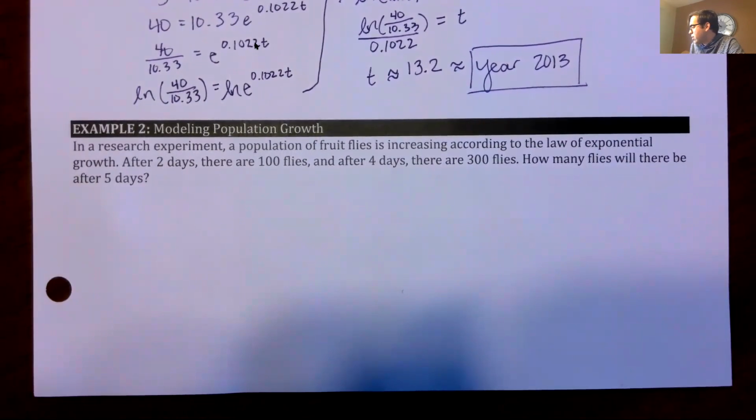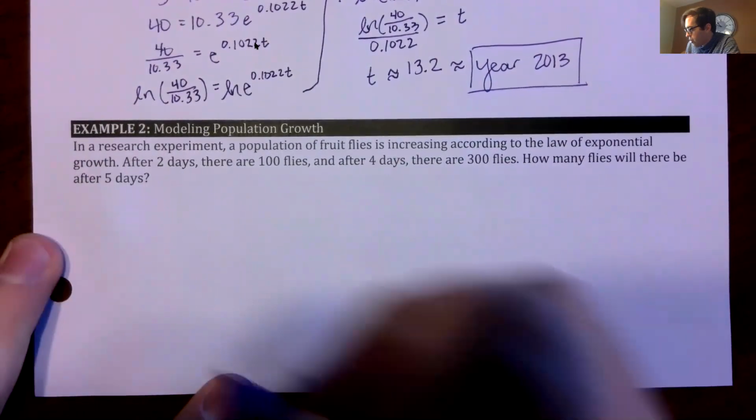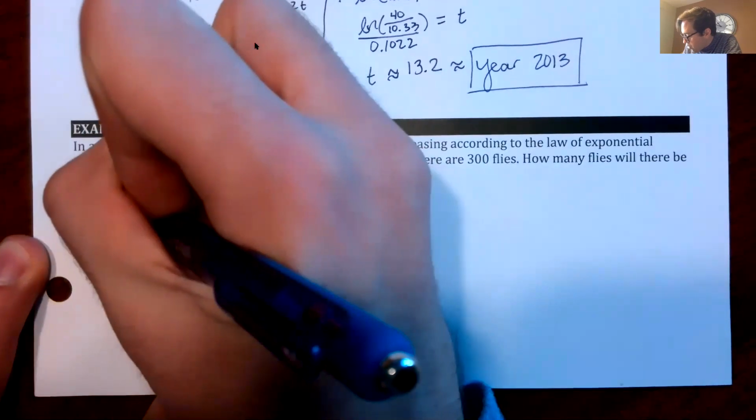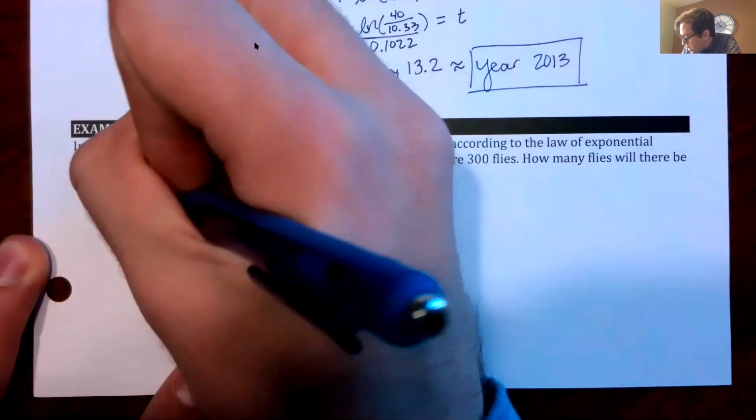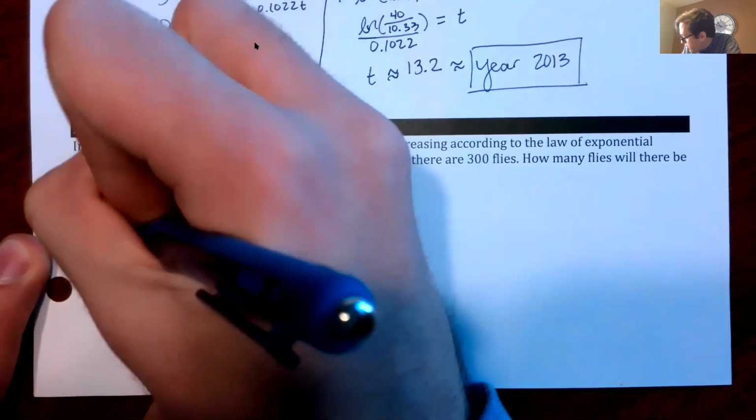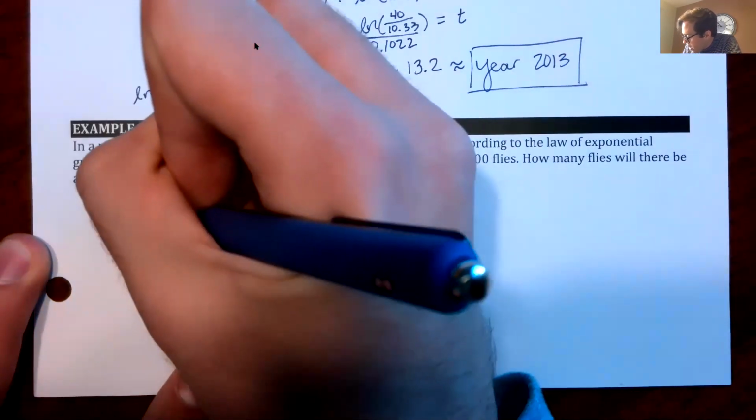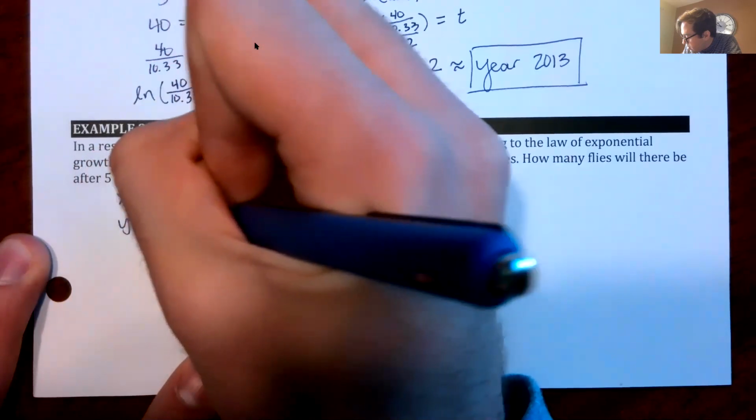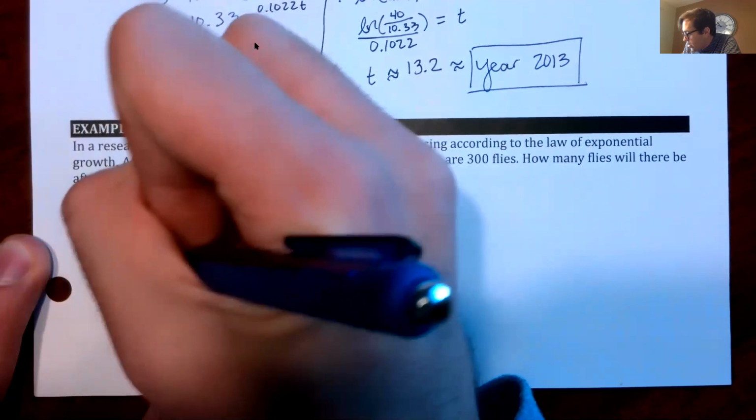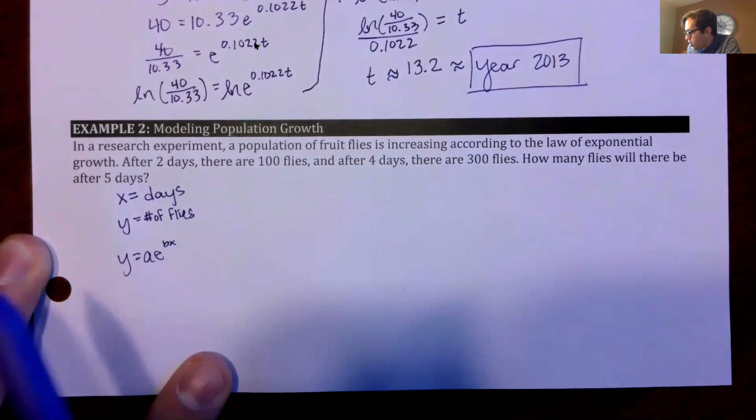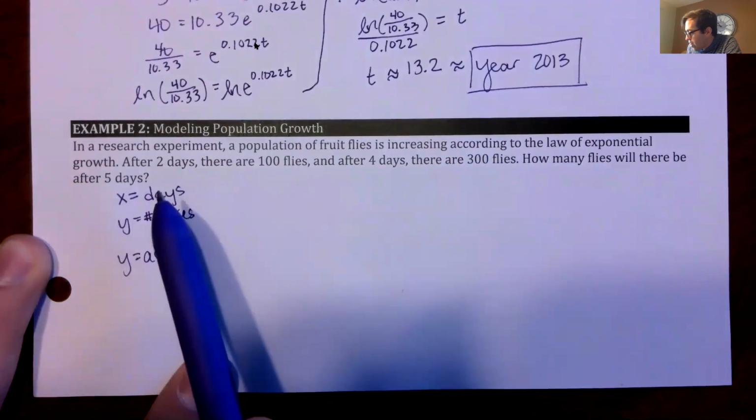Okay, so for this question, we're gonna be using the exponential growth equation from the top of the notes sheet. And I'm gonna tell you right now, that we're going to have 2 different variables. X, we're going to say, is our number of days, and Y is going to be our number of flies. And we're going to be using the exponential growth model. That's y equals A e to the bx. We're looking for how many flies will there be after 5 days.